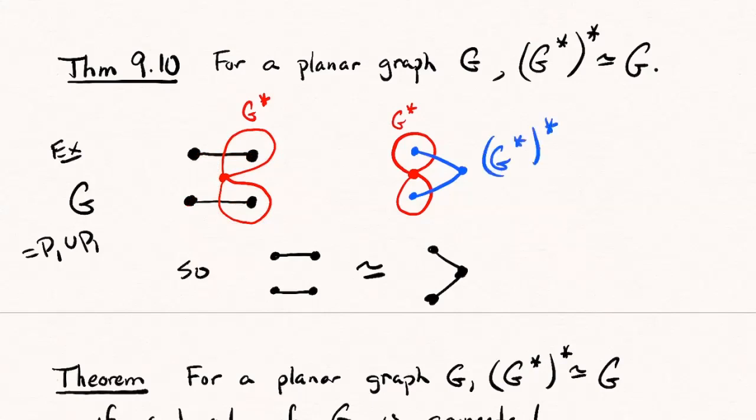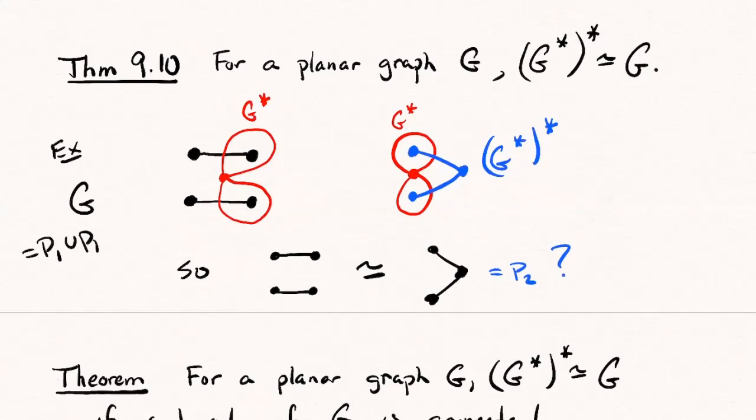So what did I do? I took a vertex for each of the 3 faces that G star has: 2 bounded faces and 1 outer, unbounded face. And then using the recipe, I connect vertices across edges. So according to your author's theorem, the graph G, which is disconnected, P1 union P1, is isomorphic to this graph, which is connected. It's a path of length 2.